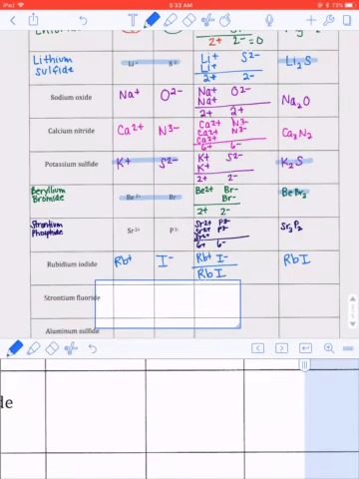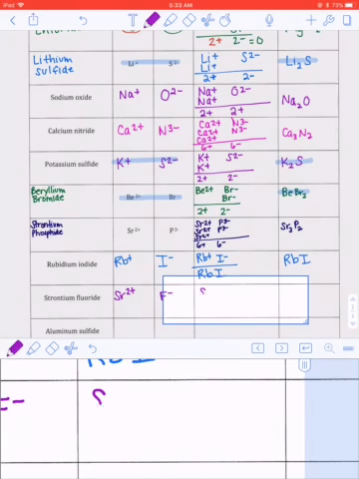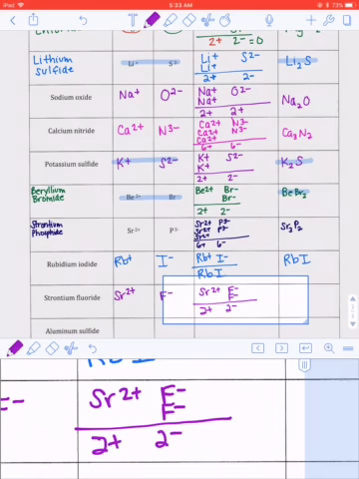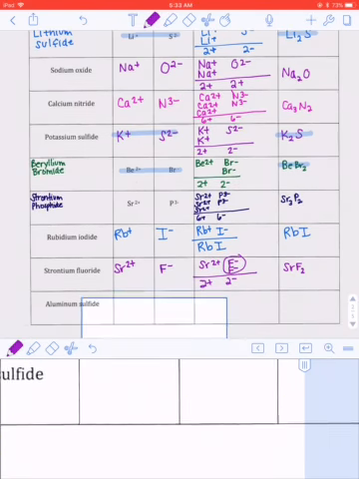Alright, strontium fluoride. We've got Sr 2 positive, again. Fluoride, F minus. We need Sr2+, F minus. Those don't add up. I need another F. Okay, so now I've got 2 positives, 2 negatives. So I've got SrF2. So notice I put the little 2 after because that tells me how many of these F's I have. I have 2 F's and I have 1 Sr.